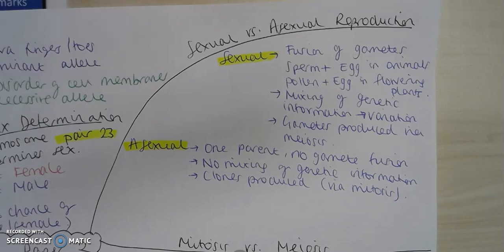On the other hand, we've got asexual reproduction, which is where there's one parent, there's no gamete fusion, and there's no mixing of genetic information. What that means is that the offspring that are produced are identical to the parent, so they are called clones, and the way in which the clones are produced is via mitosis, which we looked at in paper 1.